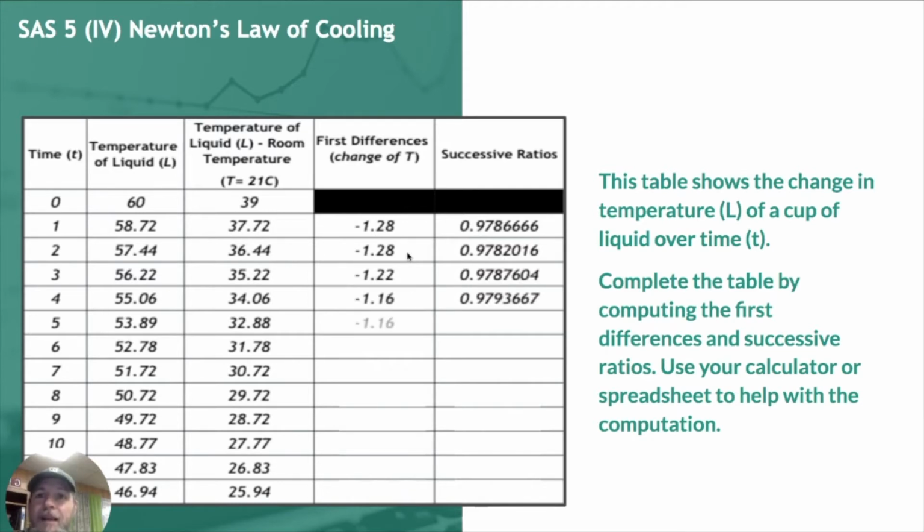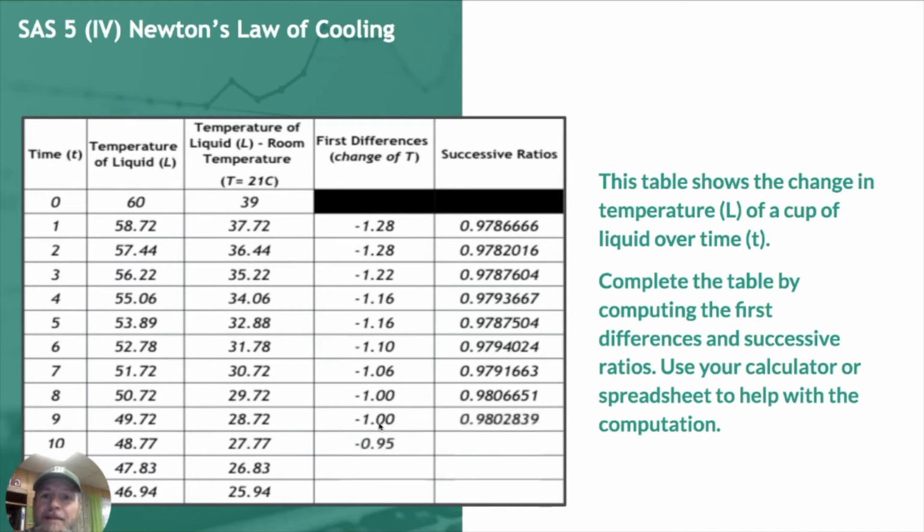And as you can see, the change in the temperatures is reducing. It doesn't go down as much every minute. As a matter of fact, after 9 minutes, the temperature is going down only a degree a minute. And then in that 10th minute, it's less than a degree. We can continue this process for a while.